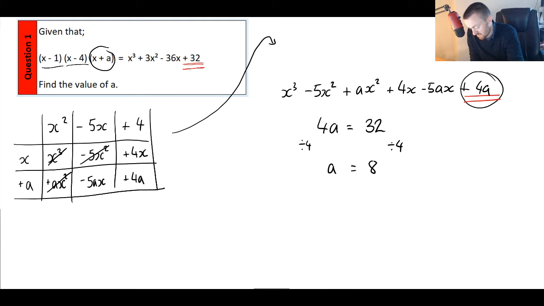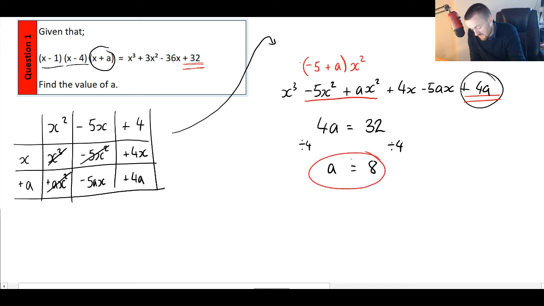You've now finished the question, but you can always just double check it. If I just look at the x squared terms, you could essentially factorize just that bit. Negative 5 plus a, and then normally we'd put the x squared there, but what you can actually do is put it at the end. So like I said, this is the final answer, but it's always worth just going back in and checking as well. So I know that this negative 5 plus a bit has to equal that positive 3, because that comes before the x squared. When I tidied this up, I would get plus 3.